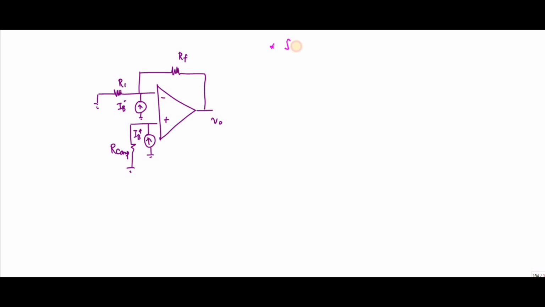So for this one, I am going to apply the superposition theorem. For the superposition theorem, you have to take only one current source at a time. So what I am going to do is take only this current IB minus at a time.